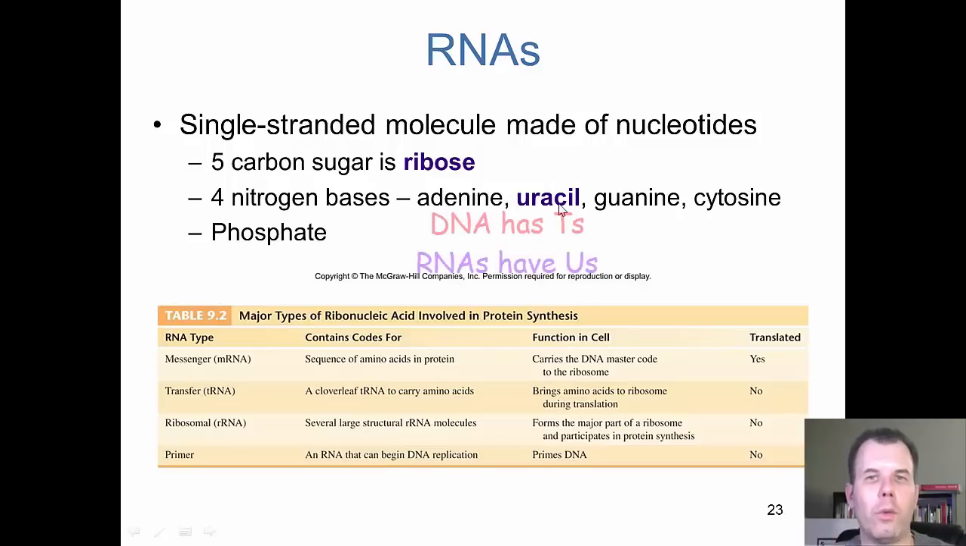And so one of the ways you can always tell if a sequence is RNA or DNA is just look for the U's. If you see T's, you should think in your head that's DNA. If you see U's, that's RNA. So whenever you see U's, think RNA.